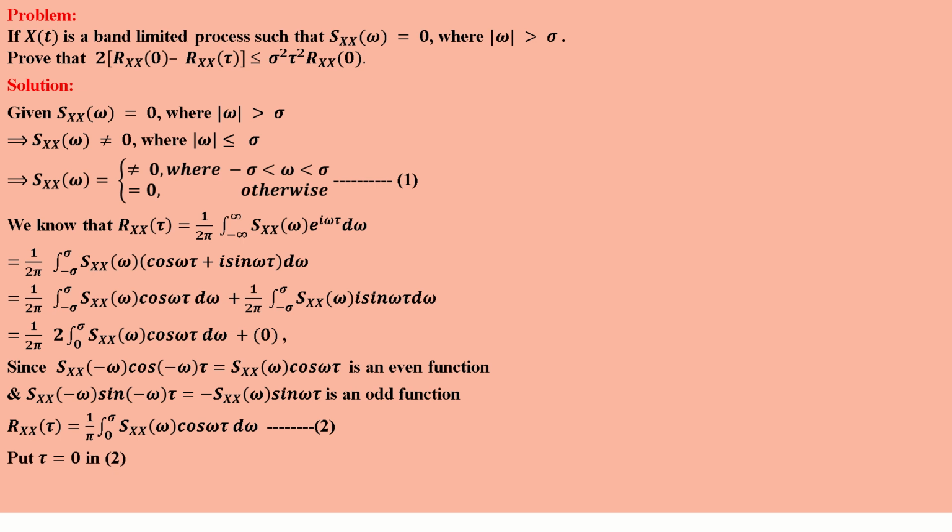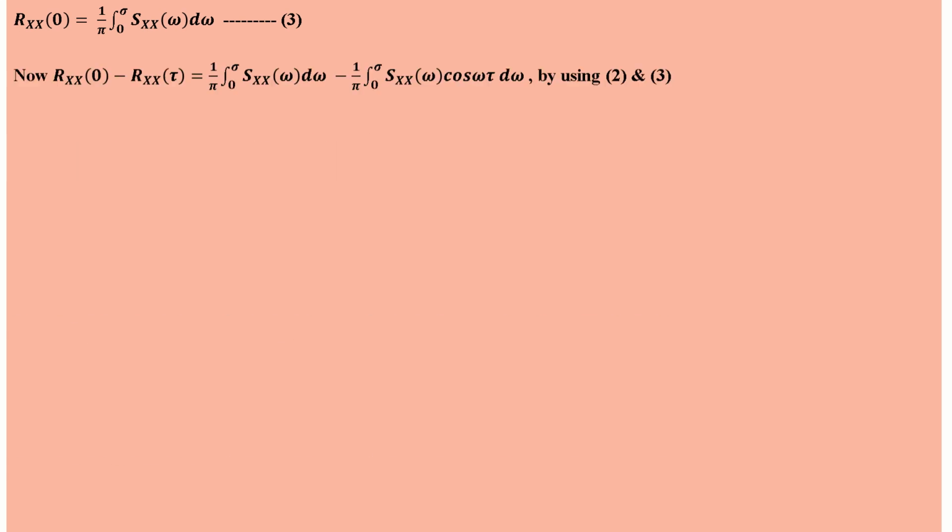Now put tau is equal to 0. You will get Rxx of 0 which is equal to 1 by pi integral 0 to sigma Sxx of omega cos(omega into 0) d omega. Cos 0 is 1, so you will get 1 by pi integral 0 to sigma Sxx of omega d omega. That is Rxx of 0, right? That is equation number 3.